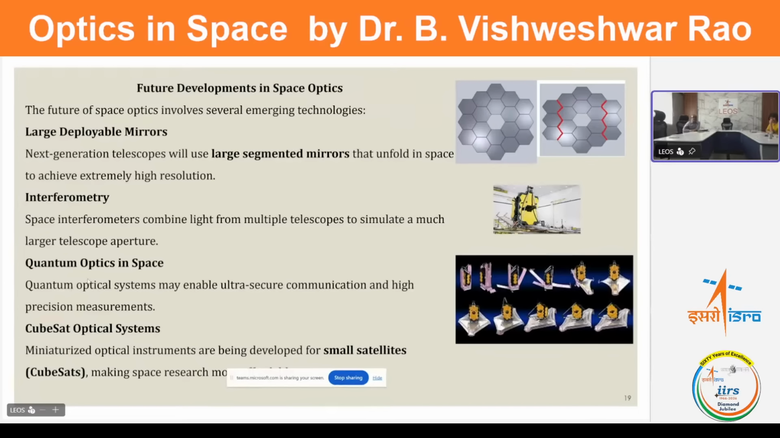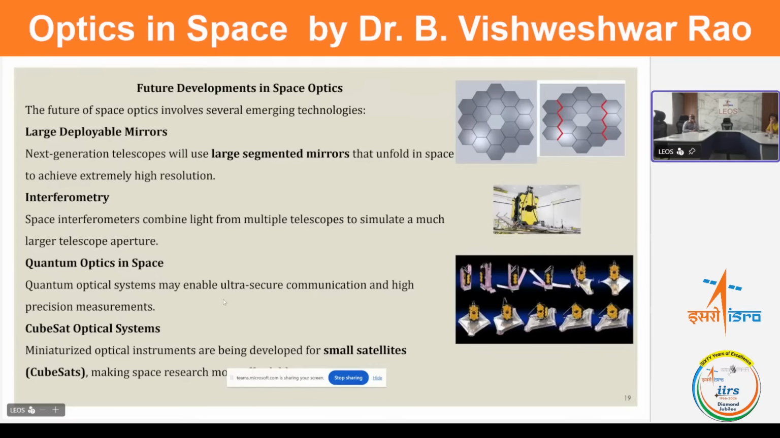So recent applications like quantum optics in space. Using quantum mechanics phenomena, quantum optical systems can be used for ultra secure communication. Like I spoke about optical communications, using quantum optics we can communicate data with high accuracy and high precision, in a secure way, from spacecraft to another spacecraft and from spacecraft to ground. So uplink and downlink can be made using quantum optics in space.